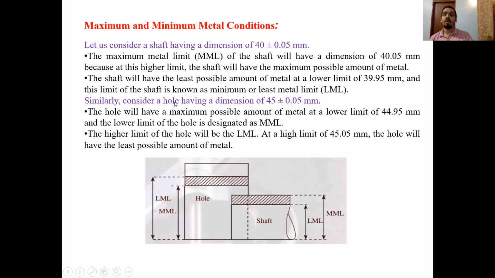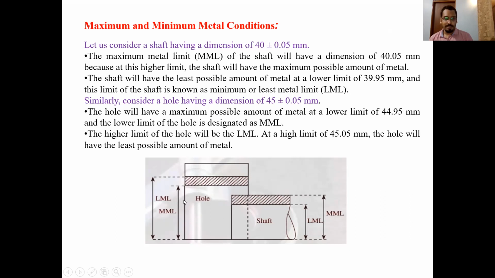Now I have considered a hole which is having the dimension of 45 plus minus 0.05 mm. So what will be the upper limit of the hole? That is 45 plus 0.05 mm, that will be 45.05 mm. And what will be the lower limit? That is 45 minus 0.05 mm, that will be 44.95 mm. So on which limit is the hole consuming the maximum material? Hole always consumes maximum material at its lower limit.